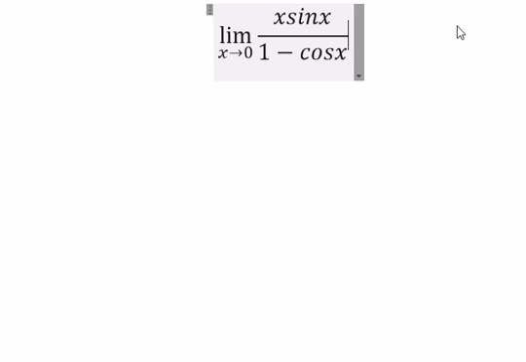Hello everybody, so today I will talk about calculus. The topic today is about limit. So now I will show you the technique how to answer.